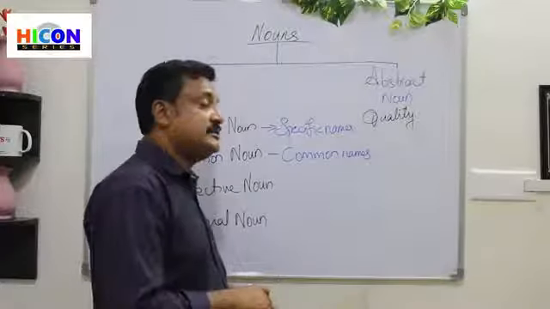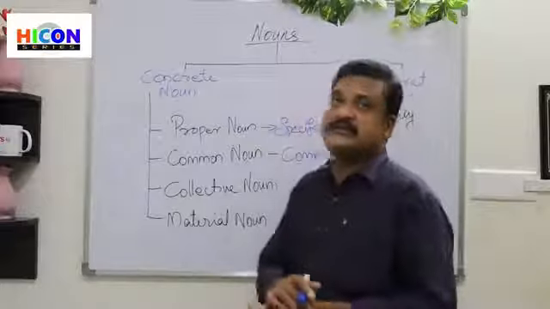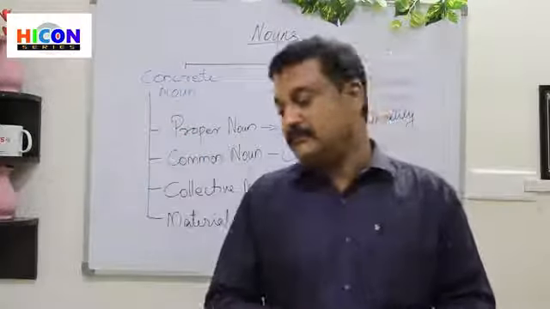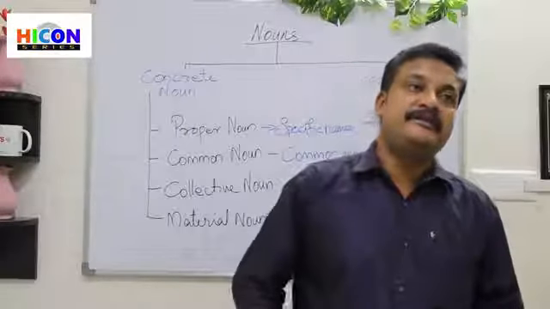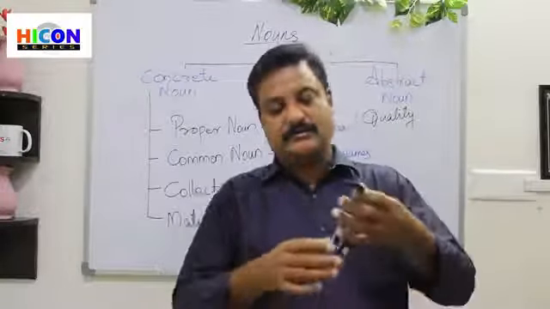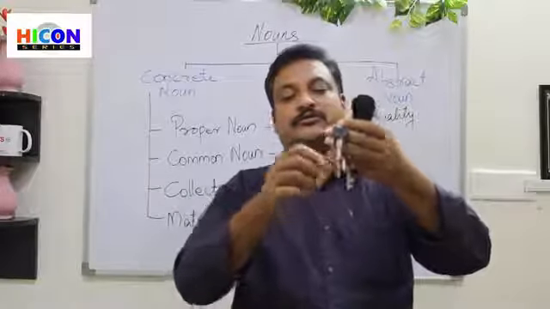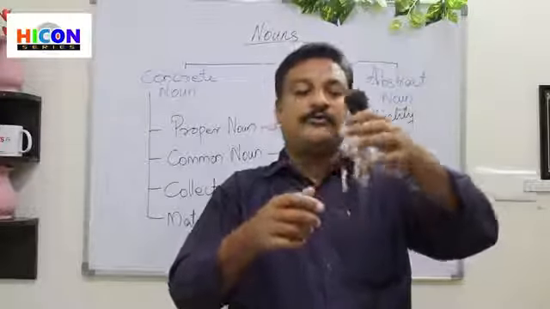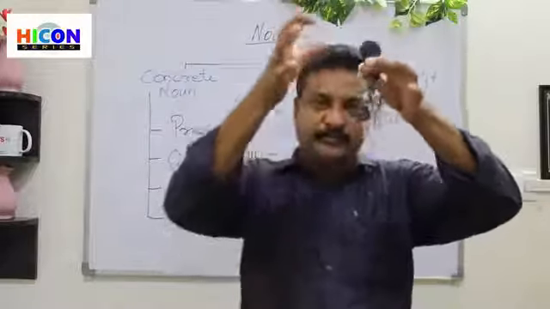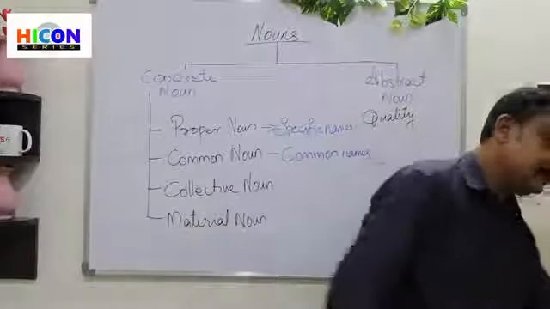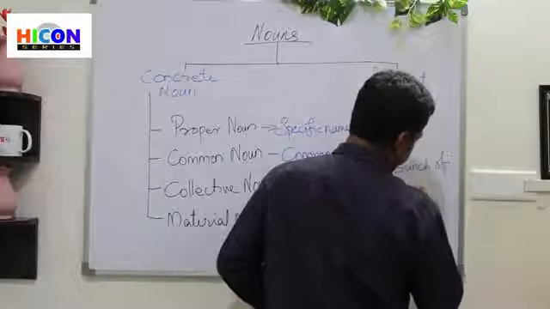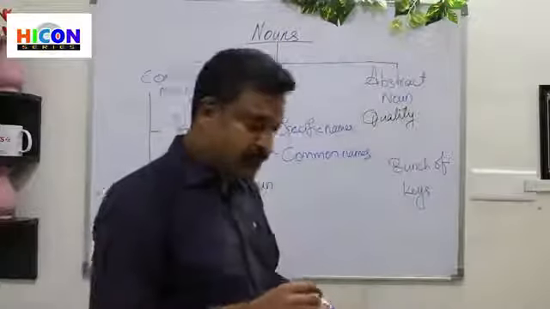Now, collective noun. So collective noun means a group of things. For example, if I show you this, so this actually has keys, 1, 2, 3, 4, 5. So a group of keys are kept together, isn't it? And this group of keys we call what? What do you call a bunch of keys? Isn't it? A bunch of keys.